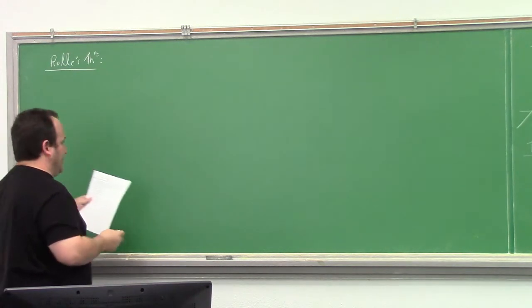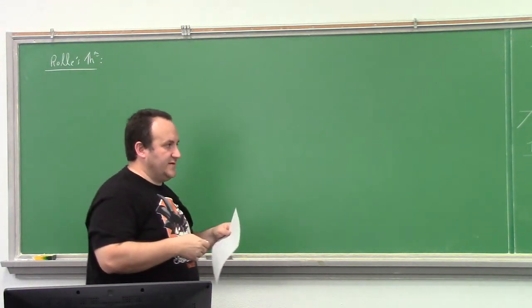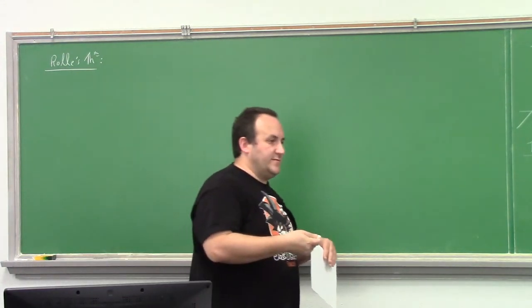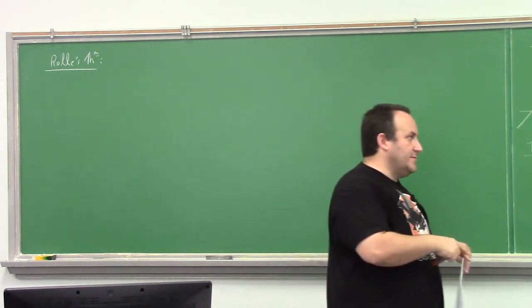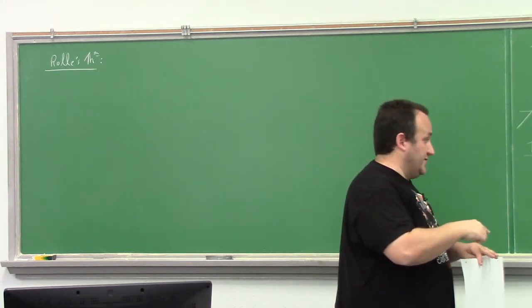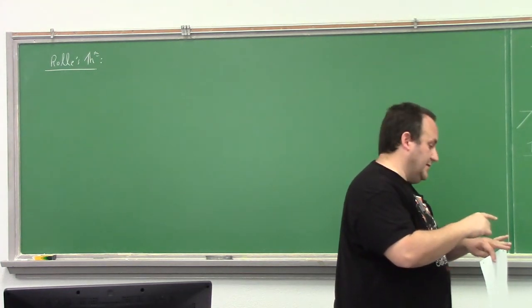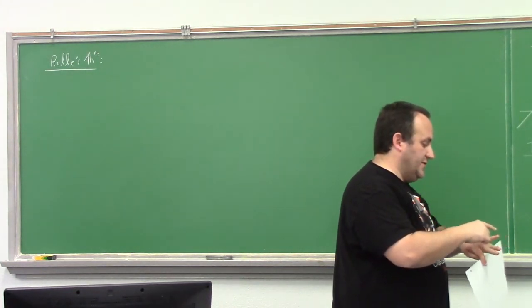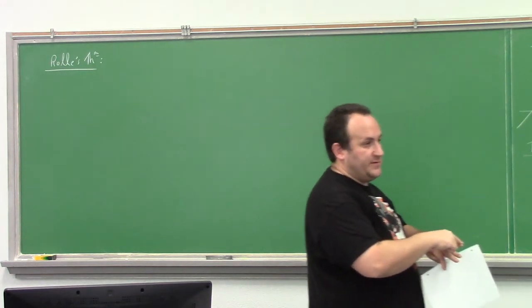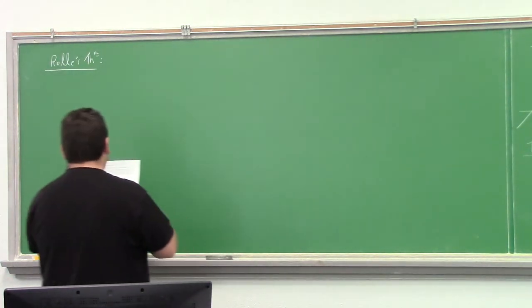There are a few theorems that every student of calculus is supposed to know coming out of Calculus 1. This is one of them. You should know Rolle's theorem. You should know the extreme value theorem. You should know the intermediate value theorem. And of course, you should know the mean value theorem, which we'll get to shortly. But this one's a new one, Rolle's theorem.